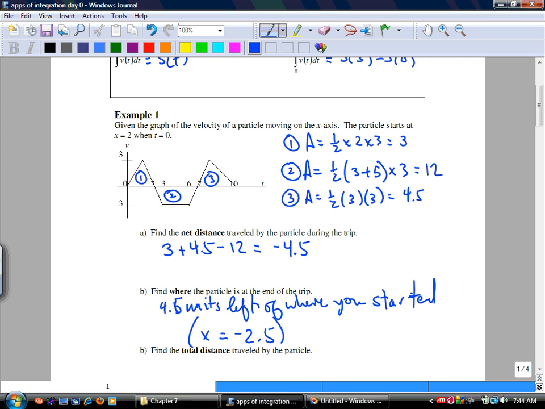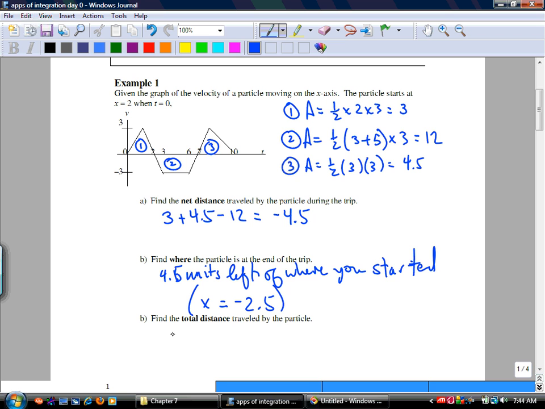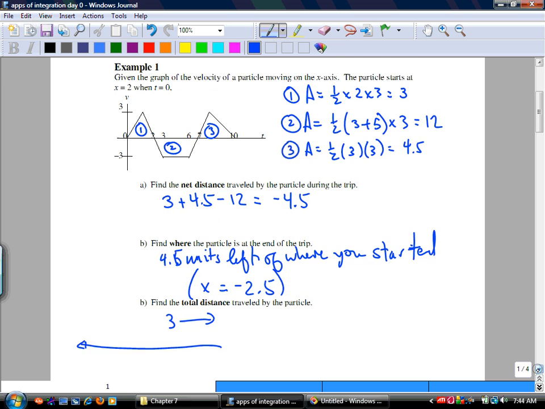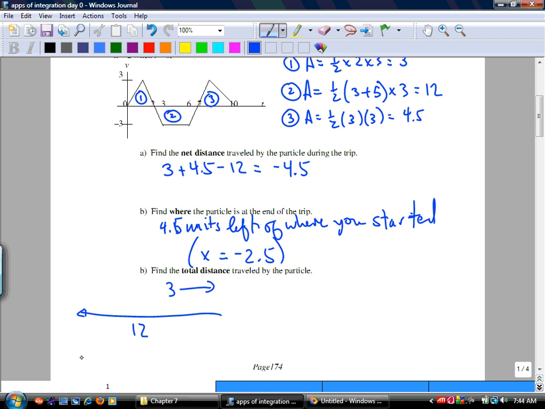Find the total distance traveled by the particle. Well, you went 3 units this way, you went 12 units this way, and then you went 4.5 units that way. How far did you walk? 19.5 meters if we're using meters. Units. 19.5 units. I don't know if the units are anything on here.